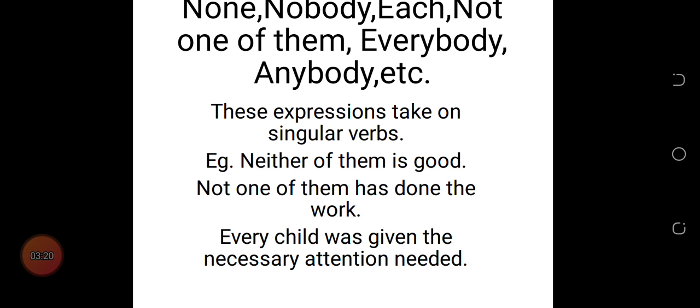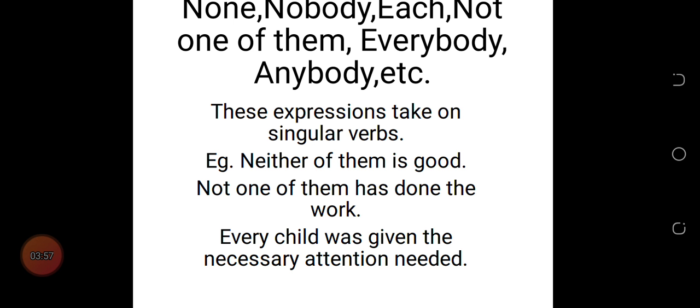Example, neither of them is good. Neither refers to just two. When we use neither, referring to two, strictly two: neither of them is good. When I want to use more than two, say I have three boys: none of the boys is good. So I'm referring to more than two. When you use neither, it refers to strictly two. When you use none, it refers to more than two. I hope that is clear.